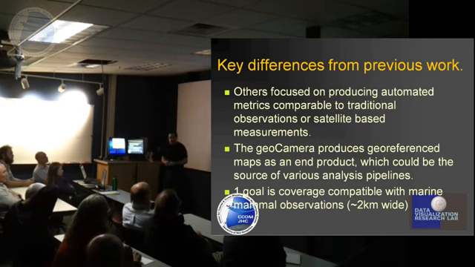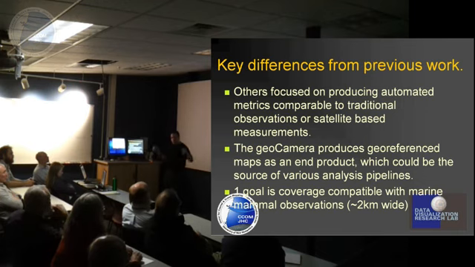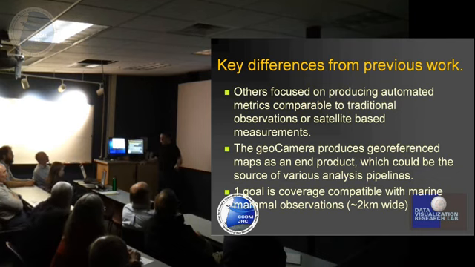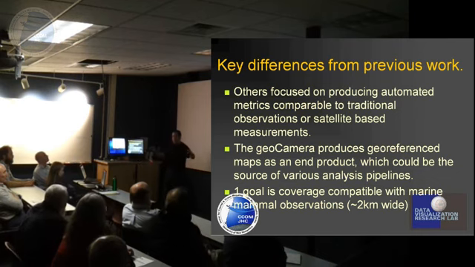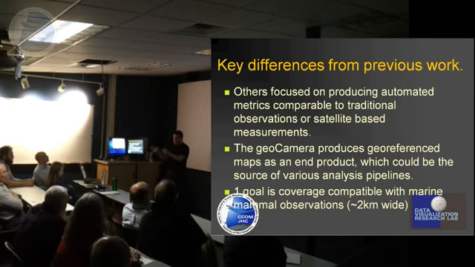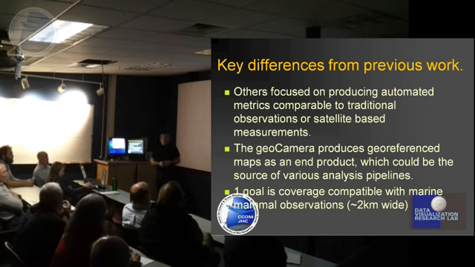So all the work that we just saw, they were trying to produce the same kind of metrics that you would get from maybe satellite-based radars, and sometimes they would just get numbers like ice coverage or something like that. Well, my approach was, let's take a similar approach as we do for ocean mapping, where we want to create a map, and then from that map we can derive multiple other products. So that's one difference in my approach.